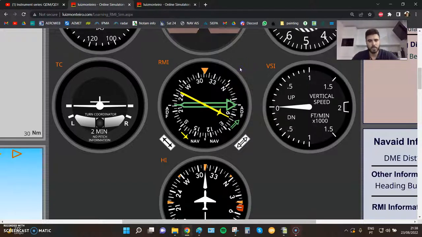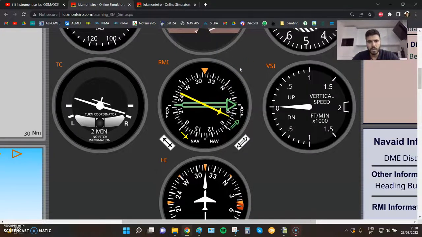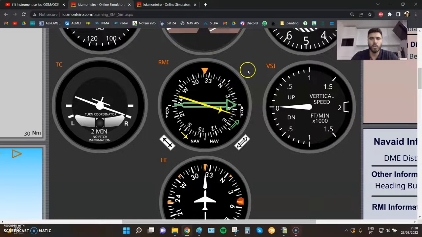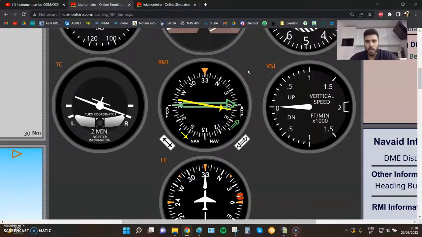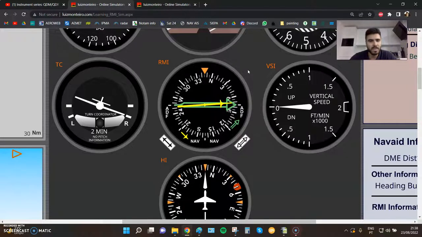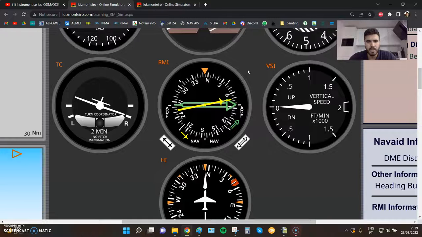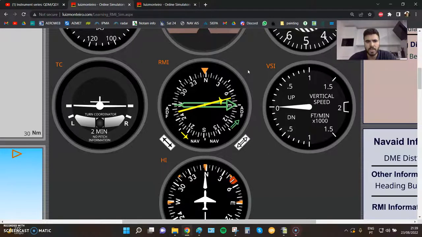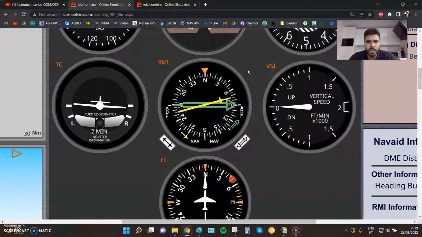Okay, let me do that for you. I'm going to turn right. So this is what's important: how do you intercept QDR, QDM? It's with 30 degrees, 40 degrees, 50 degrees. It doesn't matter the degrees that you are intercepting the QDR or the QDM. What's important is that you understand what you're doing. Certain schools will ask you to intercept with 30 degrees, another school 40 degrees. Doesn't matter. You can intercept with 1 degree or 90 degrees.